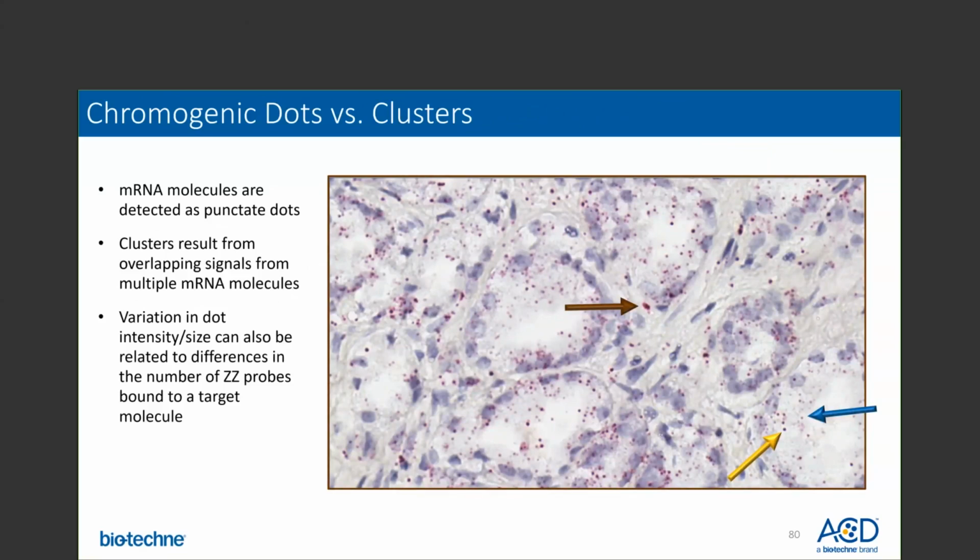Each punctate dot, as shown by the blue arrow, represents one mRNA molecule. The slightly larger, darker red punctate dot, shown by the yellow arrow, is also one mRNA molecule. However, it is larger in size as more ZZ probes have bound to the target molecule. In contrast, a cluster shown by the brown arrow is oblong with a slightly irregular border and is the result of overlapping signals from multiple mRNA copies.